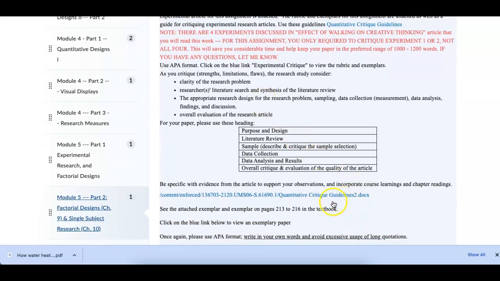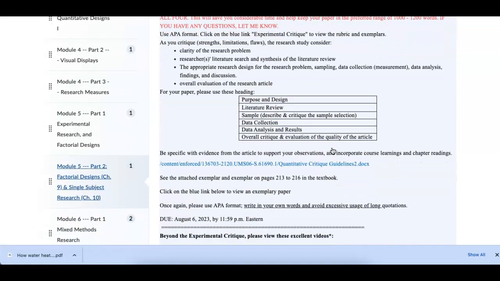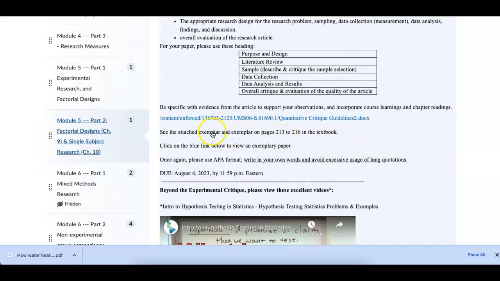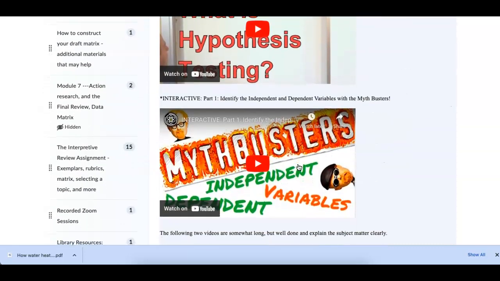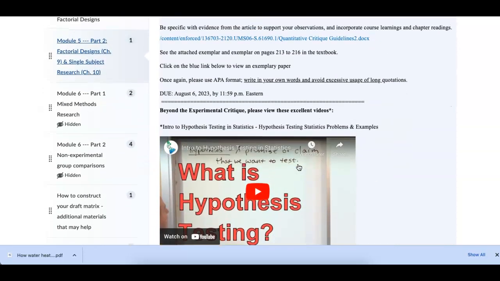There's some information, a guidelines document here about writing it. These are the headings I'd like you to use. Exemplars. Use APA formatting, and once again, this is when it is due. So let me come down here. I have a whole bunch of information. I know there's a lot this week.